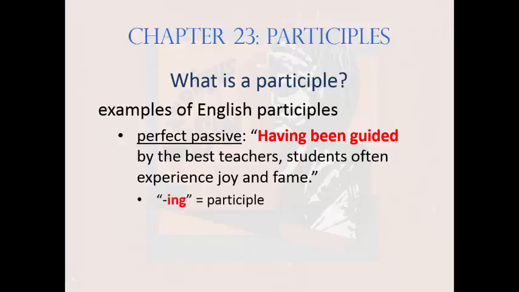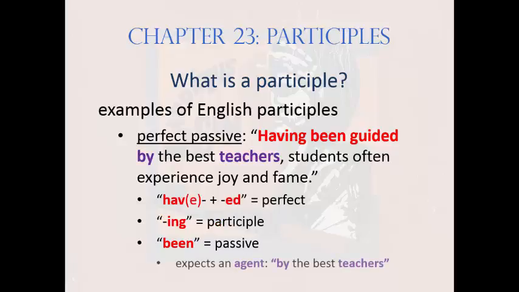The -ing shows it's a participle. Have plus -ed shows it's past tense, that is perfect. And been shows it's passive, which of course sets up the expectation of an agent: by the best teachers.